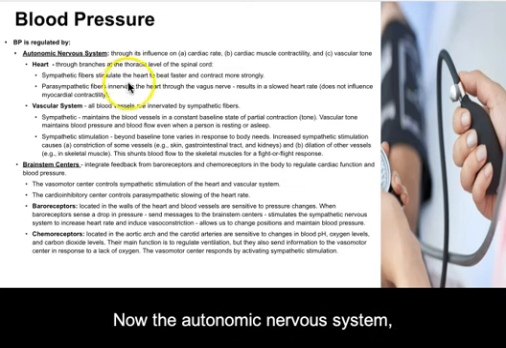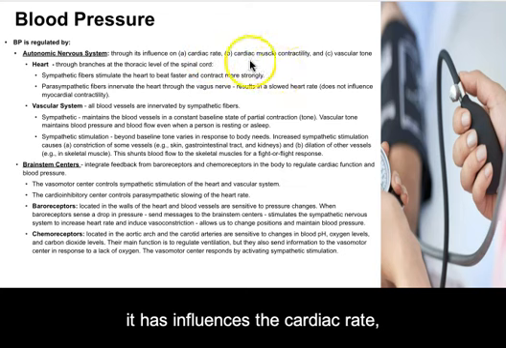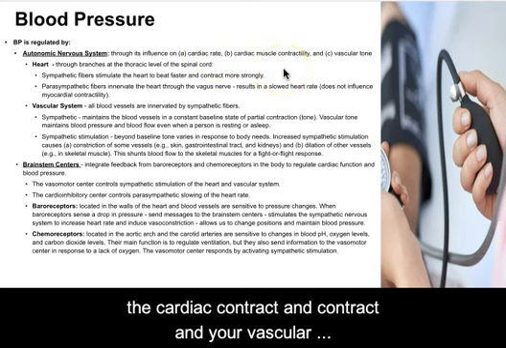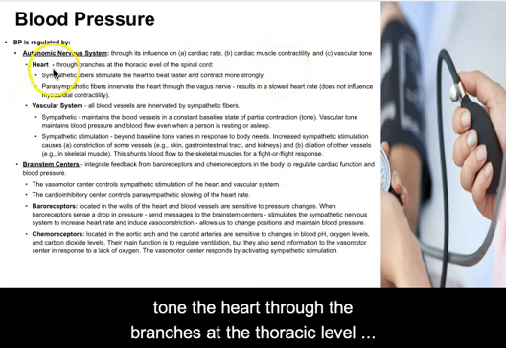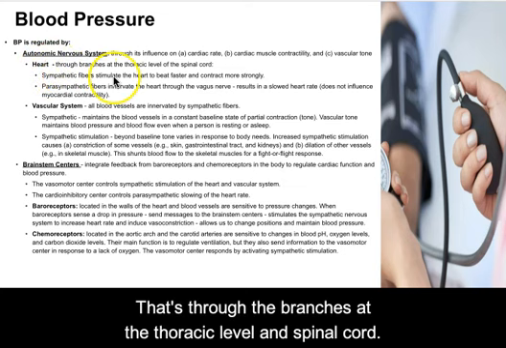Now, the autonomic nervous system influences the cardiac rate, the cardiac contractility, and your vascular tone. So how does it affect blood pressure through the heart? That's through the branches at the thoracic level of the spinal cord.